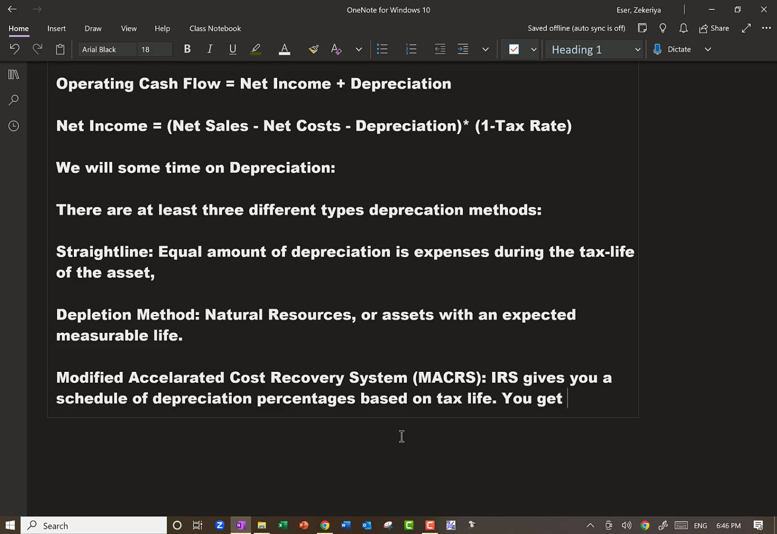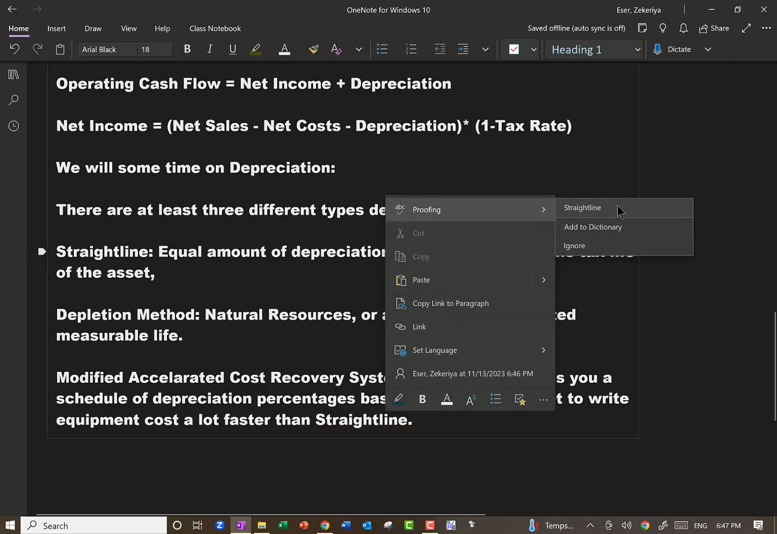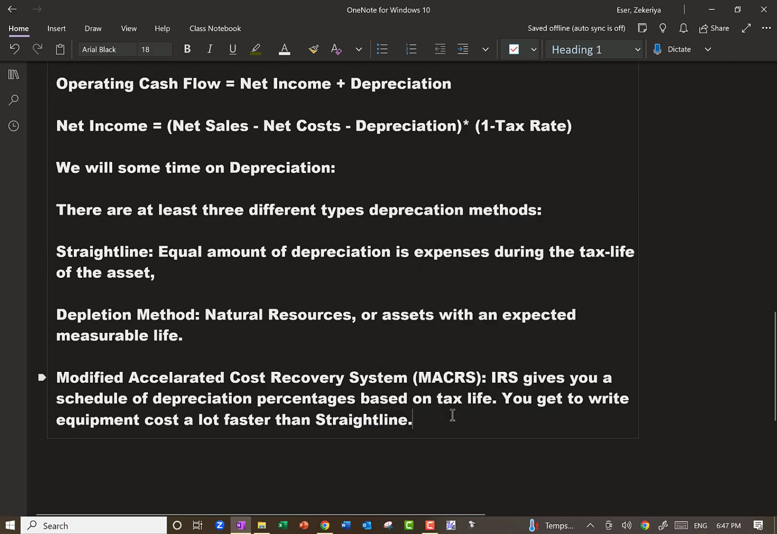You get to write equipment cost off a lot faster than straight line. I already developed a template for this for my other classes, so I don't want to spend time developing it with you.